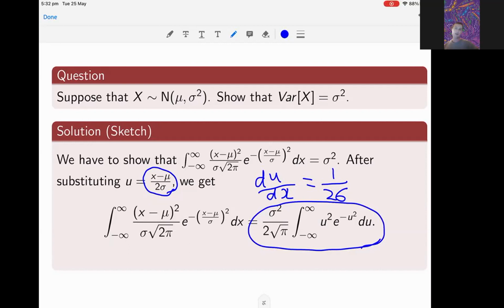Now, of course, there is still one parameter here, sigma squared divided by 2 root pi, but the thing I'm trying to integrate now doesn't depend on any parameters: the integral of u squared e to the minus u squared du. I'll invite comments at this point, so please put a comment in the chat. What integral technique do you think I need to use to evaluate this integral?